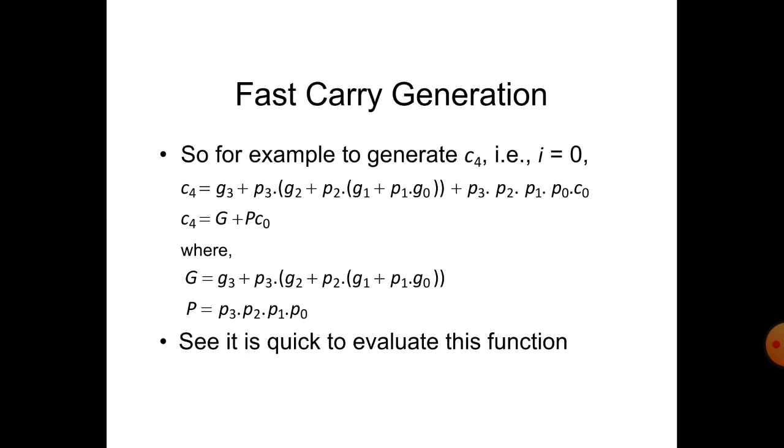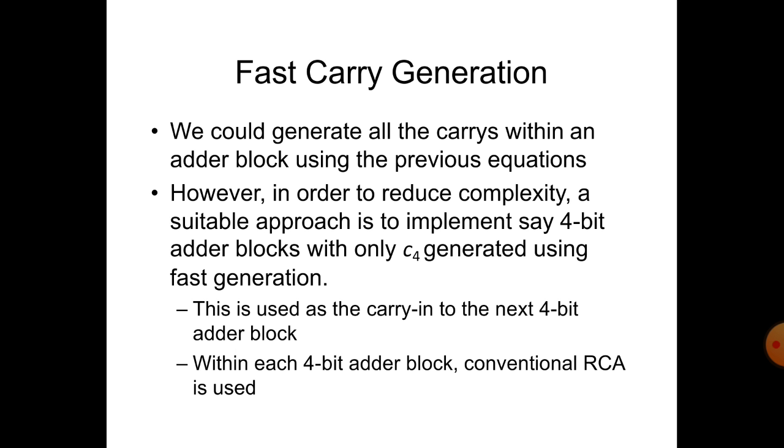Therefore, C4 is equal to G plus P C0, where G is equal to G3 plus P3 into G2 plus P2 into G1 plus P1 into G0, and P is equal to P3 into P2 into P1 into P0. So it is quick to evaluate this function. And this slide shows how to generate all the carries within an adder block using these previous equations.